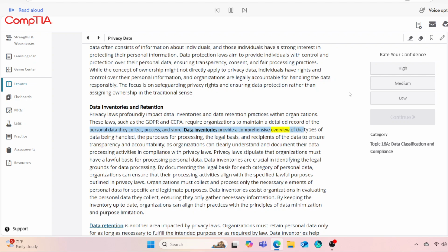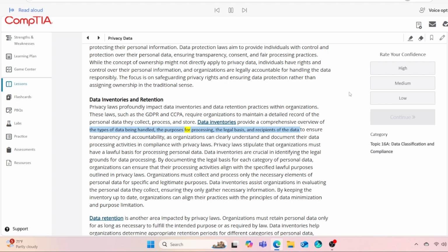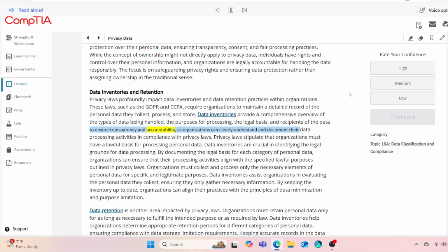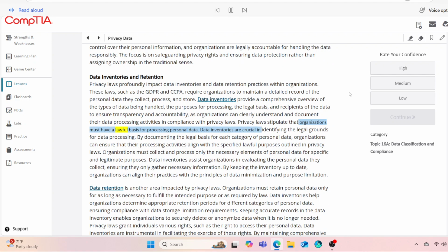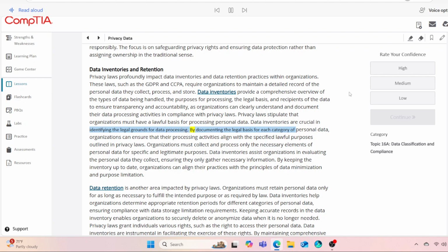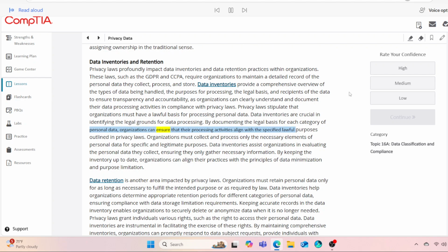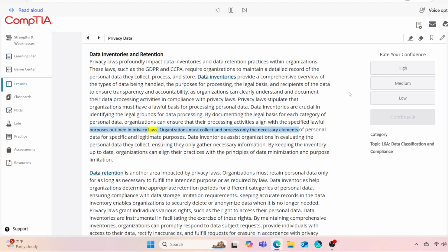Provide a comprehensive overview of the types of data being handled, the purposes for processing, the legal basis, and recipients of the data to ensure transparency and accountability, as organizations can clearly understand and document their data processing activities in compliance with privacy laws. Privacy laws stipulate that organizations must have a lawful basis for processing personal data. Data inventories are crucial in identifying the legal grounds for data processing. By documenting the legal basis for each category of personal data, organizations can ensure that their processing activities align with the specified lawful purposes outlined in privacy laws.